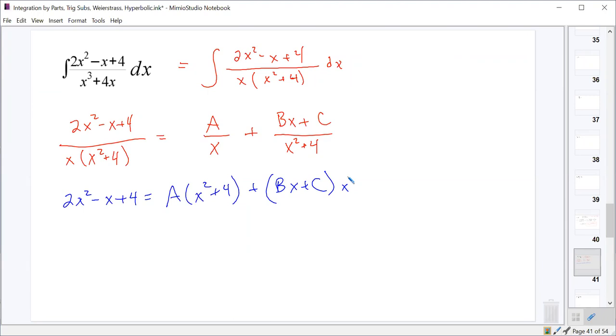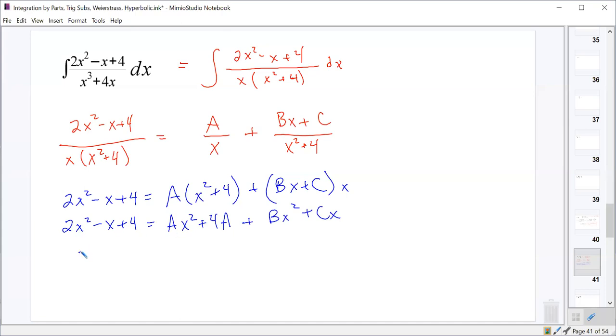Everybody good there? And we got 2x squared minus x plus 4 equals ax squared plus 4a plus bx squared plus cx. Any issues with that? Everybody following along, no problem. Okay, luckily the system of equations that we're going to write here is going to be really easy to solve.